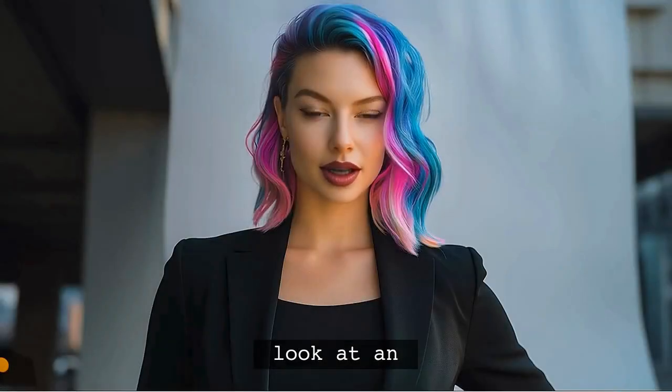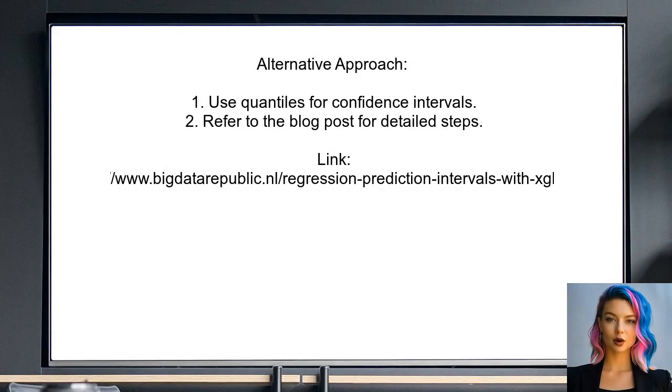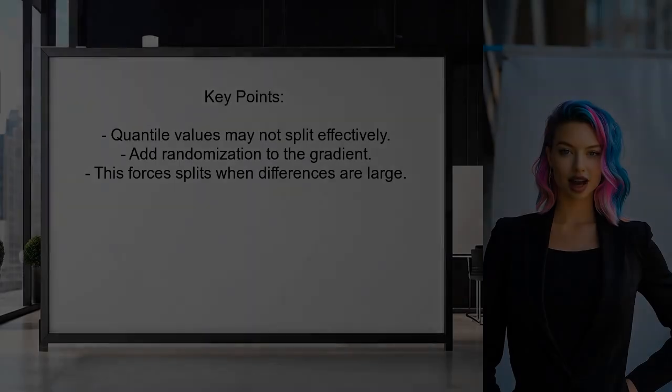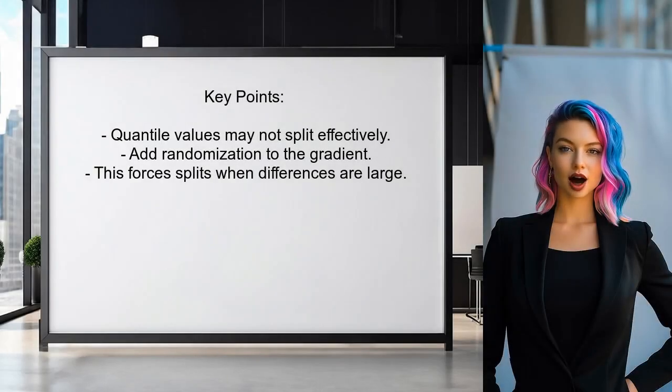Let's take a look at an answer from another user. An alternative approach to compute confidence intervals for XGBoost regression is highlighted in a blog post. This method is considered more elegant than others. It involves obtaining quantiles from your regression model. The blog explains that if the quantile value is far from observed values, the model may not split effectively. To address this, randomization can be added to the gradient, which helps force a split when differences are large.